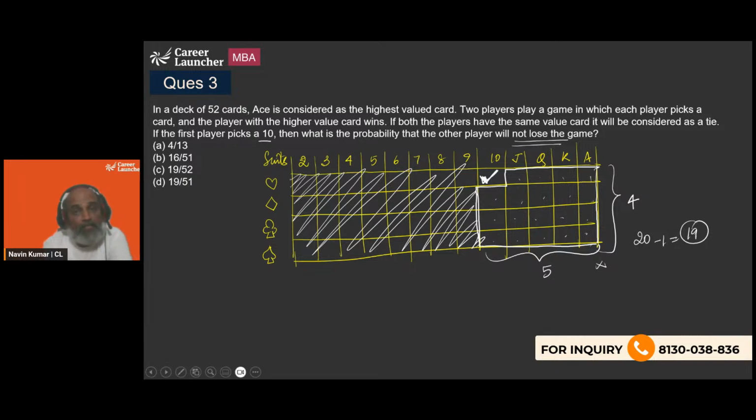How many cards are left? When the first player has picked one card out of 52, there are only 51 cards left for the second player, right? So 19 cards out of 51 cards, when the second player picks, he does not lose. It will be a draw or a win. Had the question been that the other player will have to win, then in that scenario the second player should have picked only these many cards. If you count, these are a total of 16 of them, 4 into 4, and these are the other three, right?